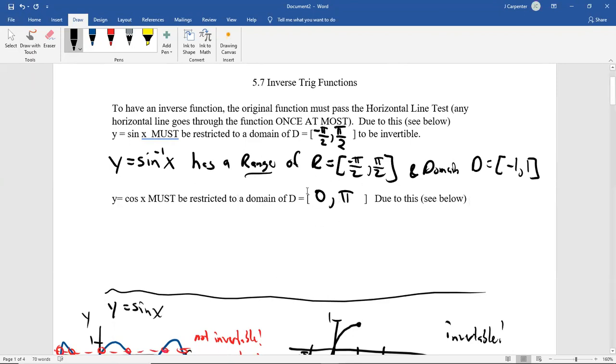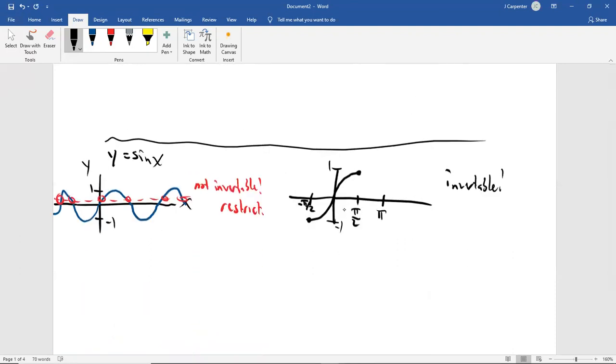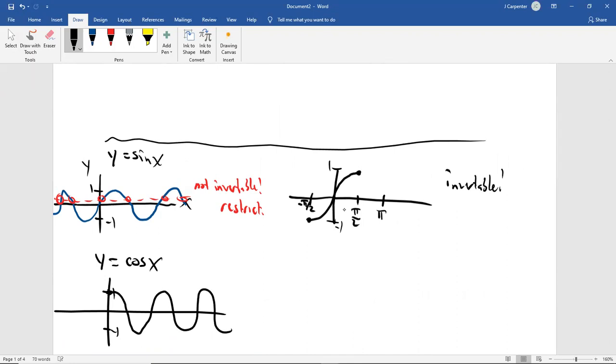So we're going to prove that we need to restrict the cosine graph to 0 to pi. For y equals cosine of x, which originally, when you go forever left and right, has heights of 1 and negative 1, we start at 1, and then we go down and then back up and then back down, back up, forever and ever. And the same thing if we were going left. You get the idea. Clearly, this fails the horizontal line test miserably, the same as the sine did without restrictions.